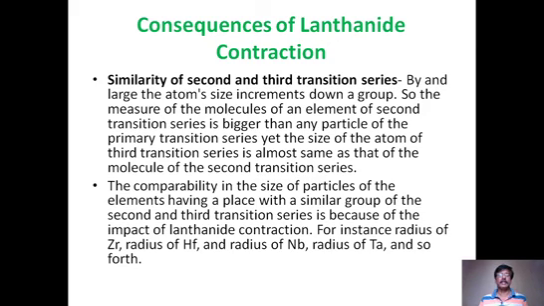And all those similarities are mainly due to lanthanide contraction. If you take the radius of zirconium and the radius of hafnium, both are almost the same. The radii of niobium and tantalum are also the same.